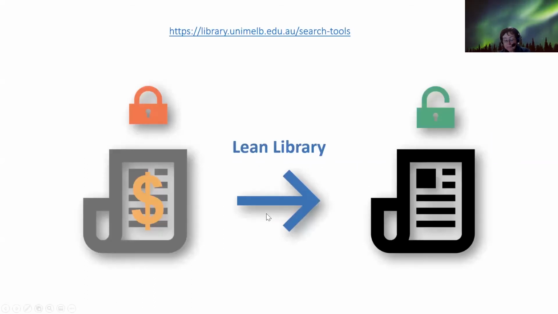Lean Library, I'm sure this has happened to you. You've been doing some research in Google or somewhere, and you find a really good journal article, and when you click on it, you actually get asked for your credit card payment. If you download Lean Library, and the instructions on how to do that are at this website, Lean Library lets you download a browser extension that will automatically unlock the article if the library has access to it. So it saves you a whole lot of grief and a whole lot of time.